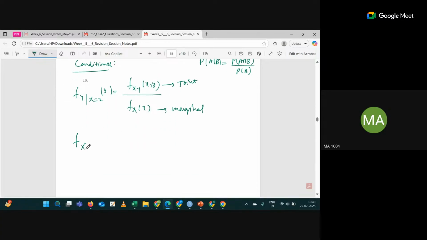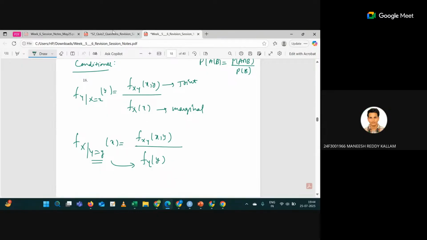Suppose I'm saying x given y equal to y, then what will be the formula? It will be the joint density of x, y divided by the marginal of y, because the given part will be the denominator. Is this clear? Okay. So actually we are done with the overall formula, the major formulas of this week 6.